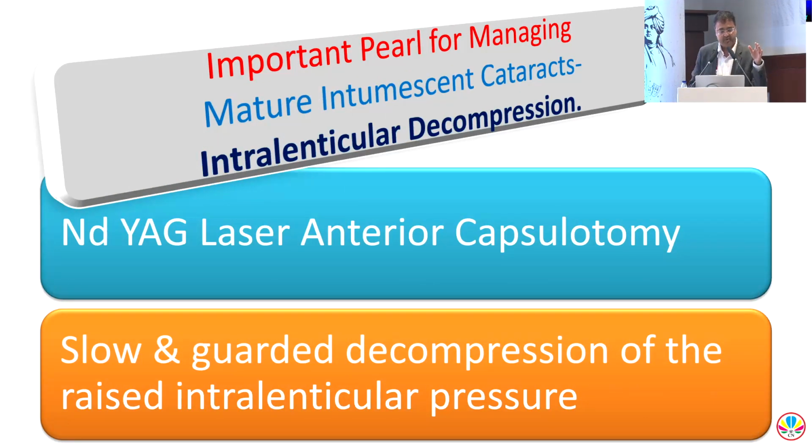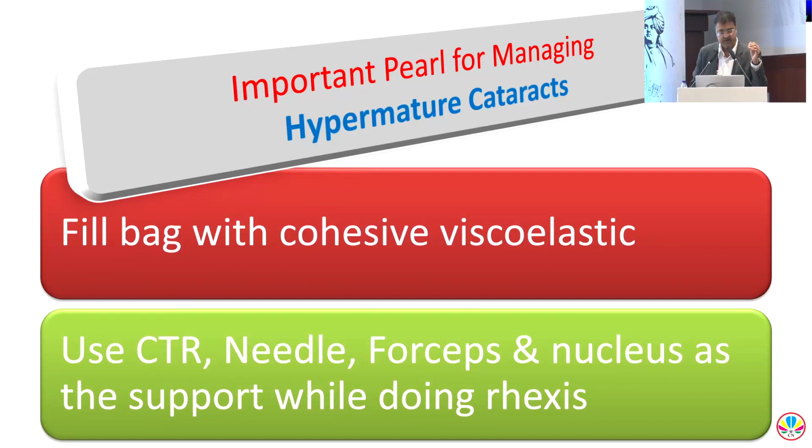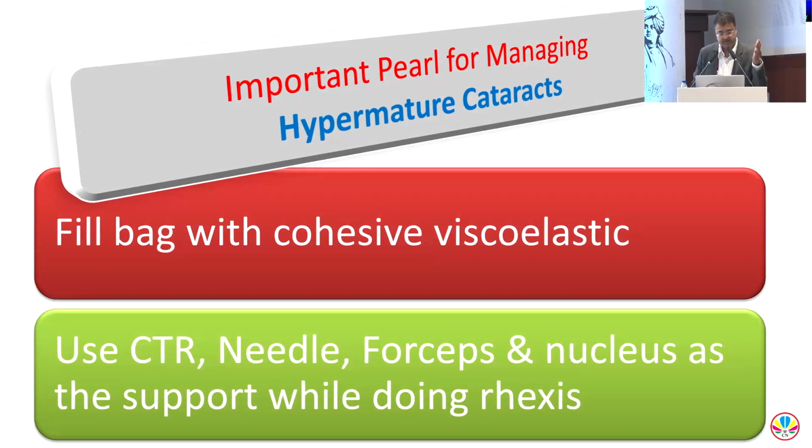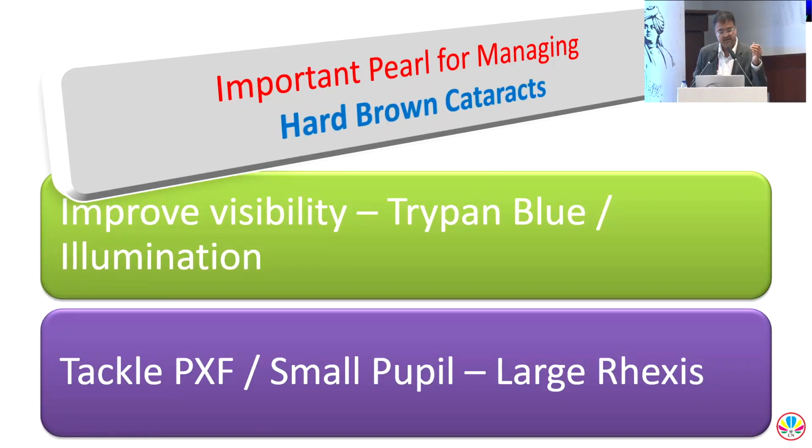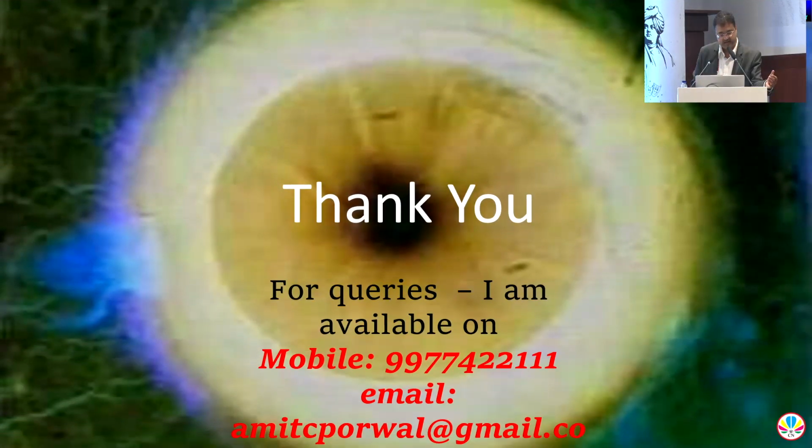The important pearl for managing this cataract, especially the mature intumescent cataract, is intraocular decompression. You can do an Nd:YAG laser capsulotomy or a slow and guarded decompression of the raised intraocular pressure. For hypermature cataract, fill the bag with cohesive so that the bag is inflated. Use a CTR, needle, forceps and the nucleus as support while doing the rhexis. And for hard brown cataracts, improve the visibility with trypan blue, or you can use extra torchlight illumination tangentially from the limbus. And you should know how to tackle pseudoexfoliation and the small pupil, and I would advise doing a large rhexis. Thank you.